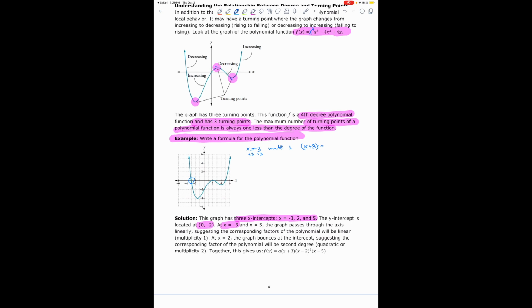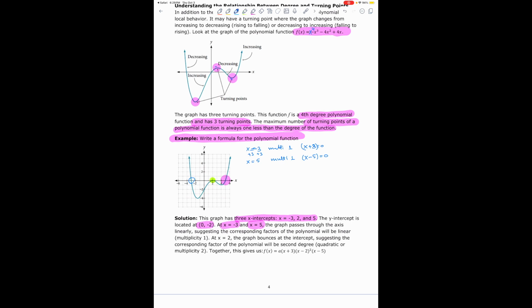The next intercept that I notice here, which is x equals 5, also has a multiplicity of 1. So x equals 5 has a multiplicity of 1 as well, which means if I turn this into a factor, it's going to be x minus 5 equals 0. When x is equal to 2, however, notice this one right here, the graph touches and bounces. So the behavior here is the behavior of a quadratic.